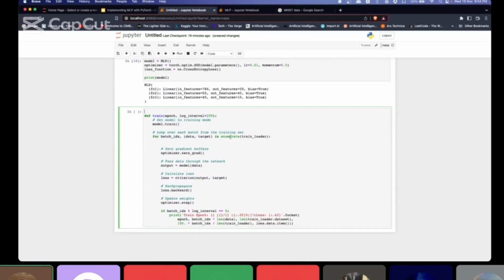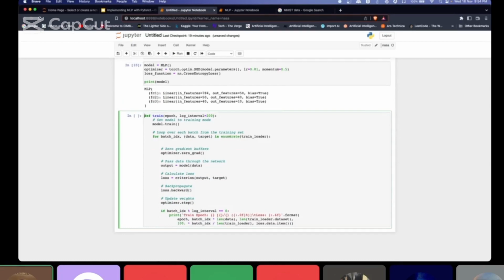All right, remember that function can mean different things. In programming, a function is just a piece of code that we write, but in mathematics, function is a different thing. So you don't want to confuse both of them. Just know the context of what I'm talking about over here. Right, so this is our programming function of training. So it gives the epoch and log interval. Don't really need to mind this part.